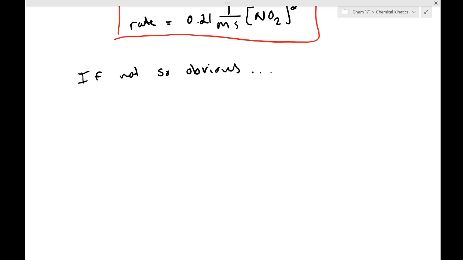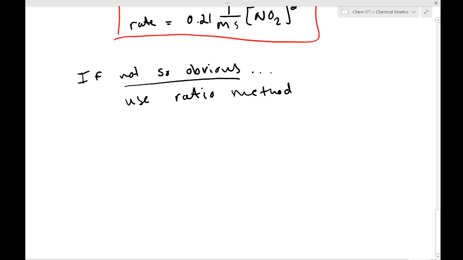We're going to use the same ratio method we used before for the single reactant species. Okay, so we have the ratio method here. For this, you just take the ratios between two different rates, and from that you can always determine the reaction order. Even if it's super obvious, and you just want to make sure that what you're doing is correct, you can always use the ratio method, and I'll show you here.